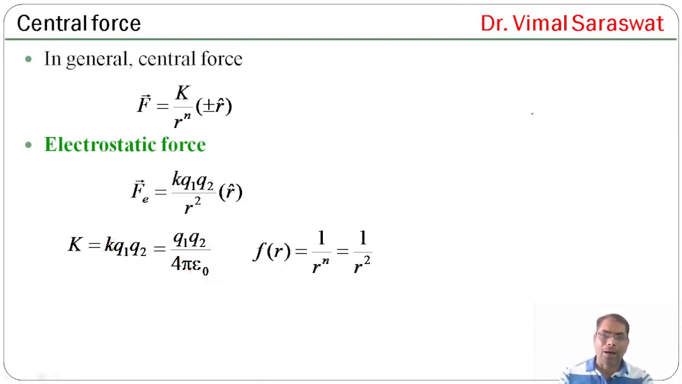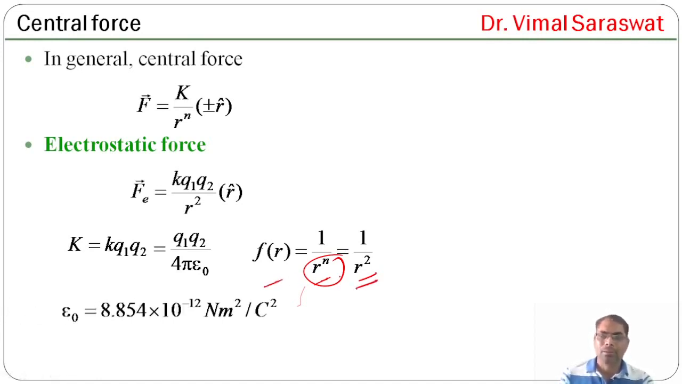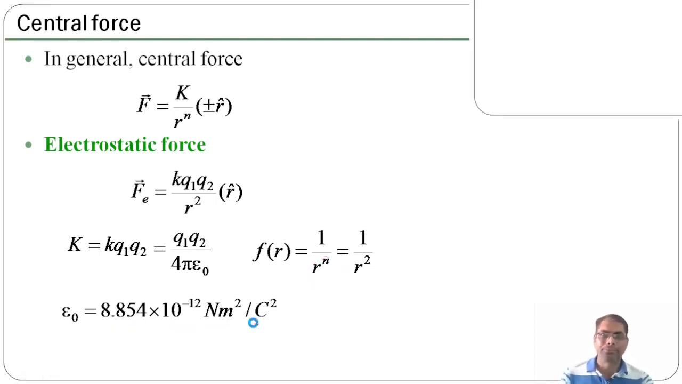And f(r) is here r raised to n, and in case of electrostatic force, r raised to n is r square. So f(r) is 1 upon r square. Epsilon naught is the permittivity of free space, and its value is 8.854 into 10 raised to power minus 12 Newton meter square per Coulomb square.